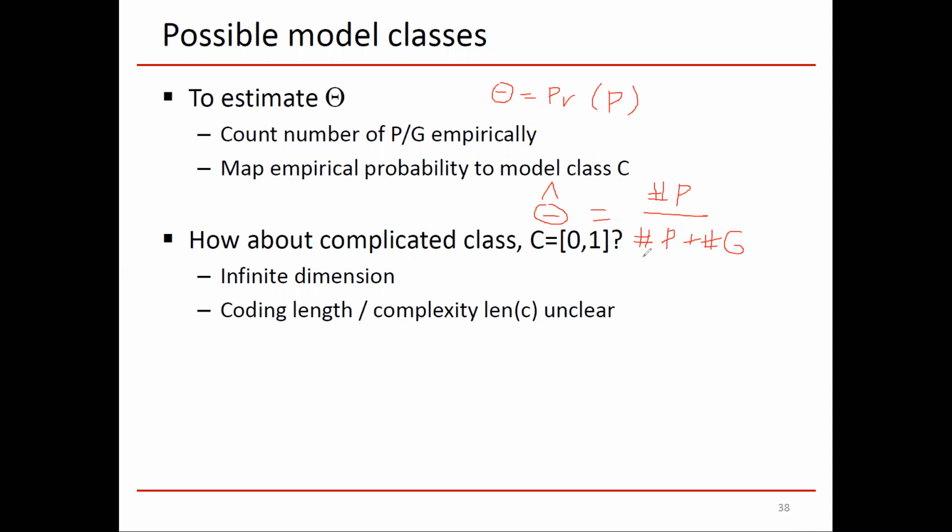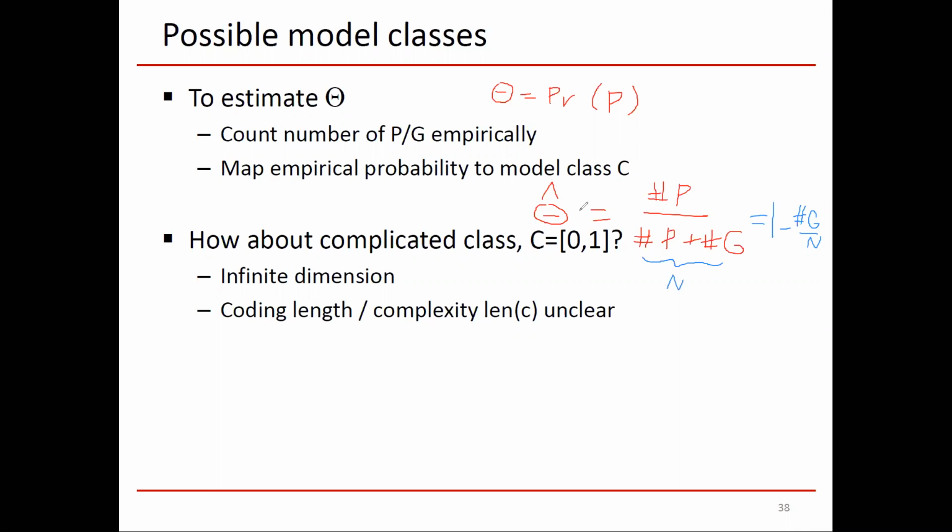Now you'll note that the total number of observations, the number of coin tosses, the number of students is n. So number of purples plus number of greens is n. And therefore, we have either number of purples divided by n, or 1 minus the number of greens divided by n. Now, why is that? Because the number of purples divided by n plus the number of greens divided by n is 1.